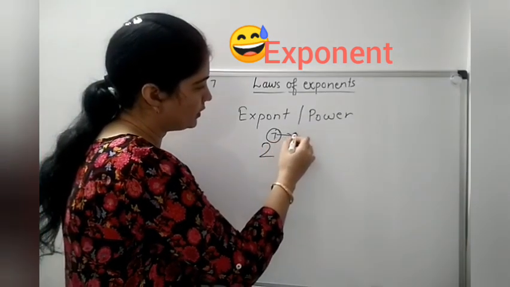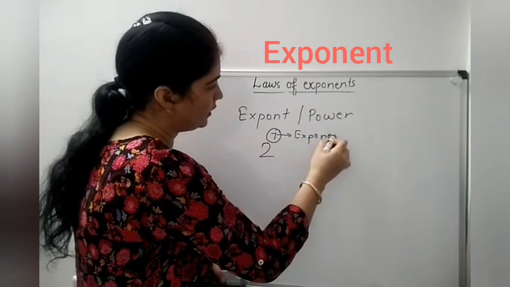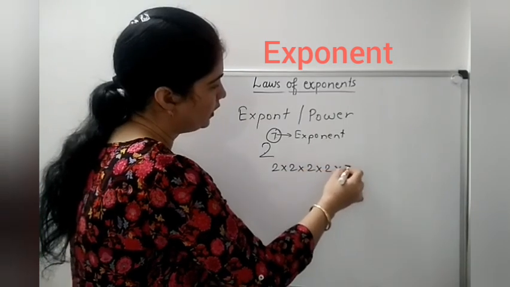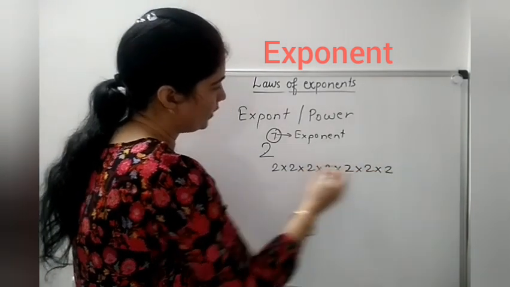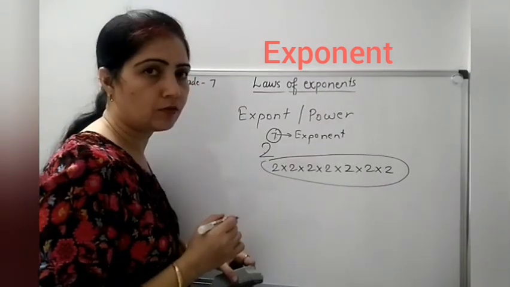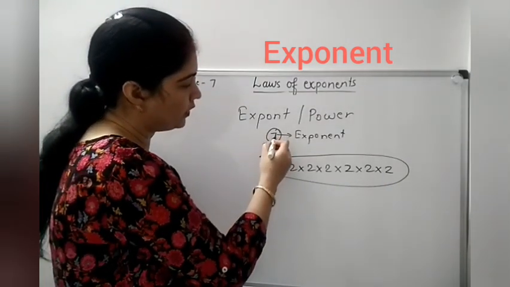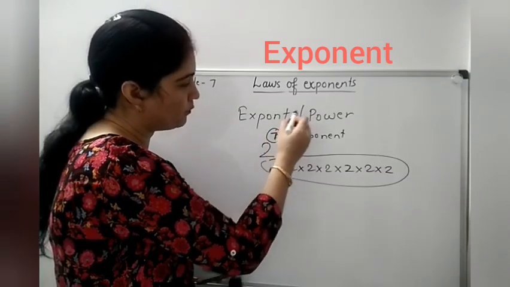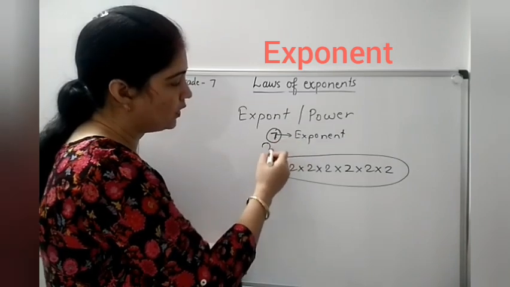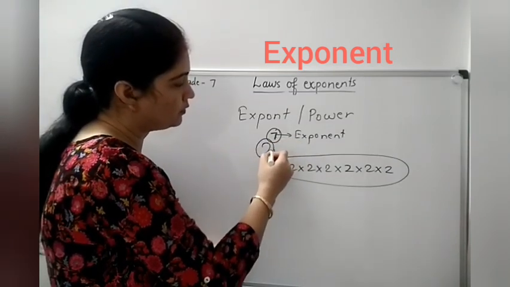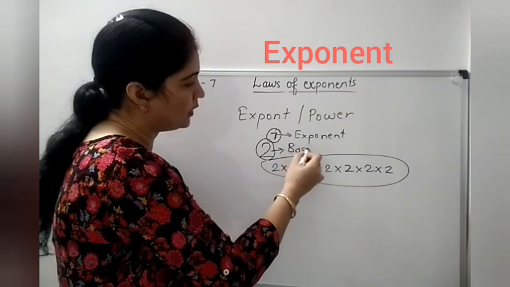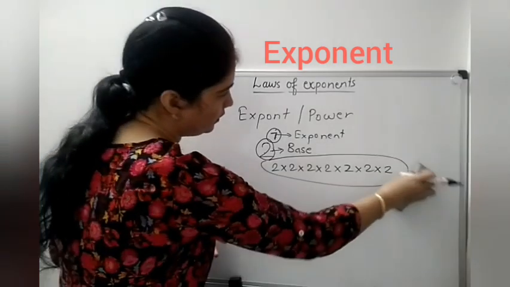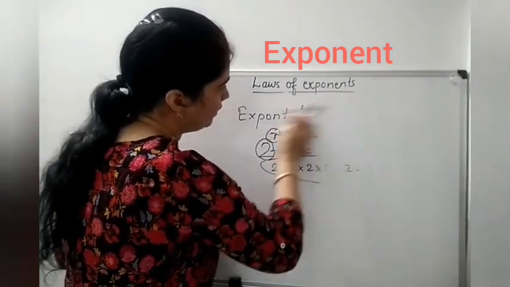So 7 is an exponent which is telling you that you need to multiply 2, 7 times. Instead of writing 2 like this, it takes lots of time and lots of space. So if I write it in this way, it's an easier way. That's why we use exponents. Exponent is also called a power. The number that we multiply is called the base. So that particular base, how many times you need to multiply. It's an easier way to show any number.